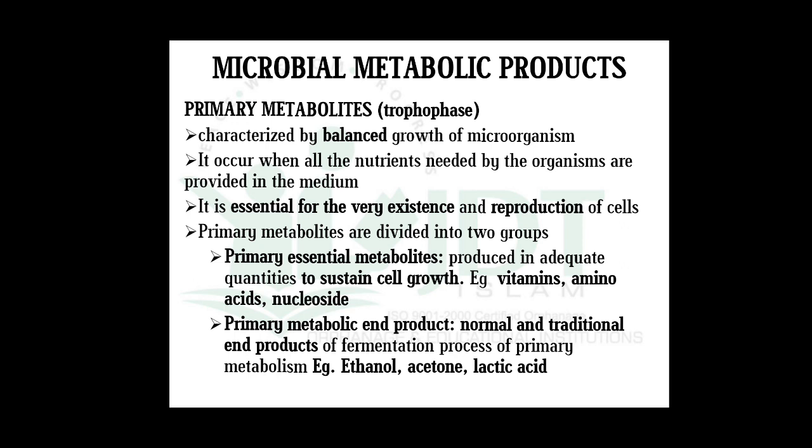There are two types of primary metabolites: primary essential metabolites and primary metabolic end products. Primary essential metabolites are produced in adequate amounts to sustain cell growth, for example vitamins, amino acids and nucleosides. Primary metabolic end products are the normal and traditional end products of the fermentation process of primary metabolism. Examples are ethanol, acetone and lactic acid.